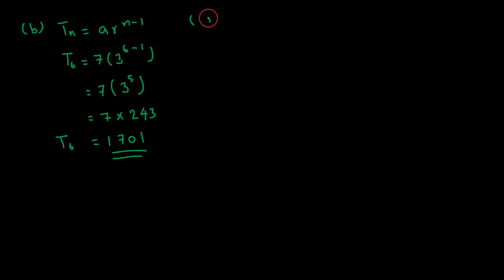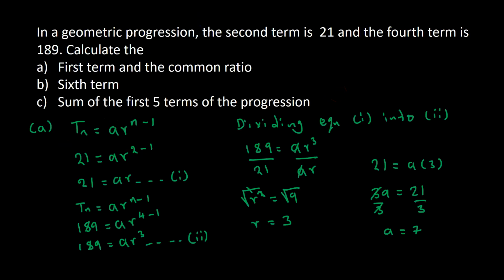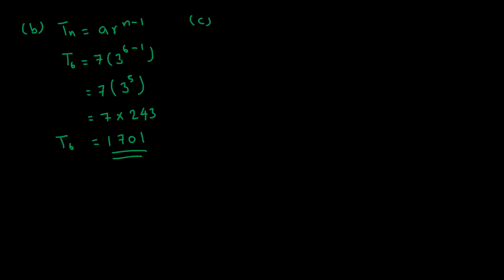Now let's go to the last part of the question, which is C. The last part is asking us to find the sum of the first 5 terms of the progression. The first thing to note is that when finding the sum of a geometric progression, when the modulus of the common ratio is less than 1, your sum is given by the formula Sn equals a(1 minus r^n) over 1 minus r.